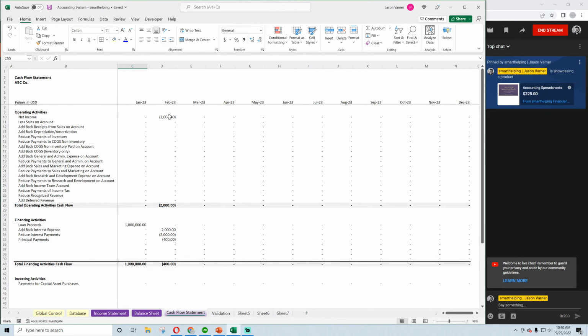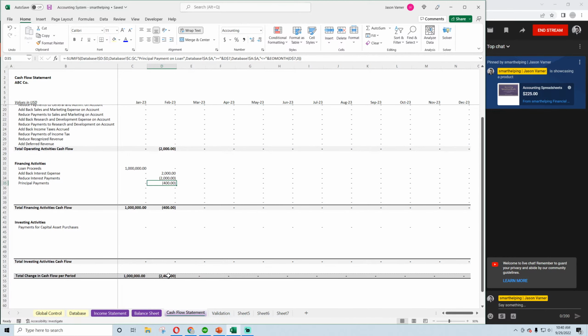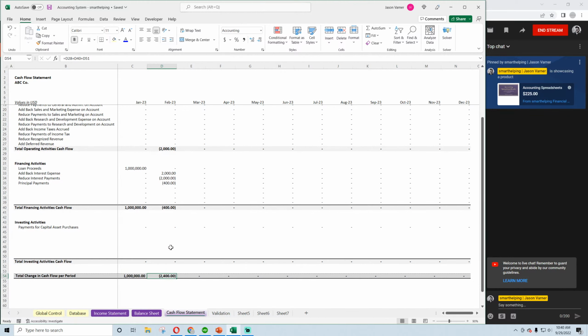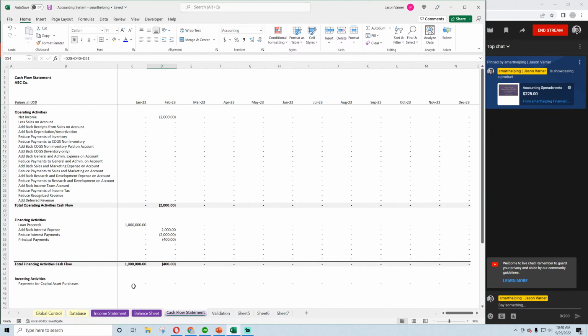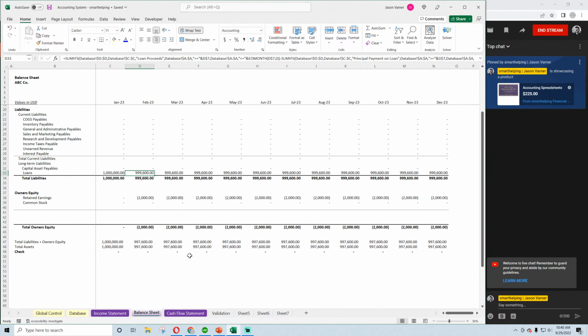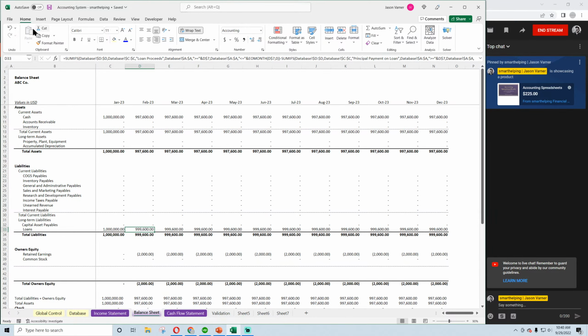Cash flow statement: net income, cash coming in here, and here we're adding back this, reducing this, so net negative 2 minus the 400. You end up with 2400 because you've got interest actually being paid and principal. So that looks good, and the balance sheet is balanced at the bottom. Perfect. Assets equal liabilities plus owner's equity.